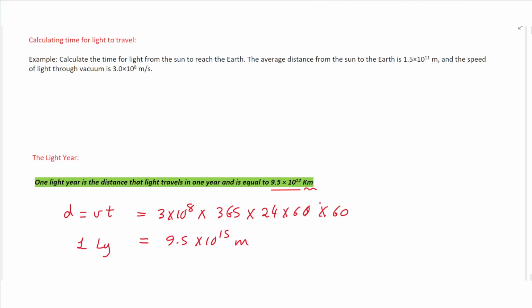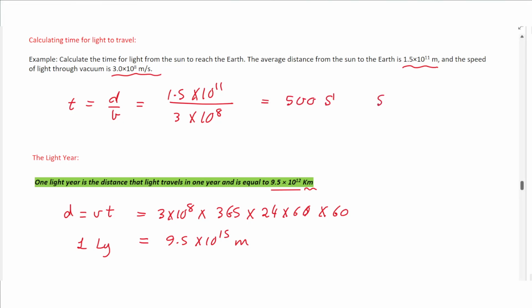If we need to measure the time taken by light to travel a certain distance, for example, the distance between the sun and the Earth is 1.5 times 10 to the power of 11 meters, and we know that the speed of light is 3 times 10 to the power of 8 meters per second. So we calculate the time as distance divided by speed, which is equal to 1.5 times 10 to the power of 11 divided by 3 times 10 to the power of 8. That gives a value of 500 seconds, which is approximately 8 minutes.